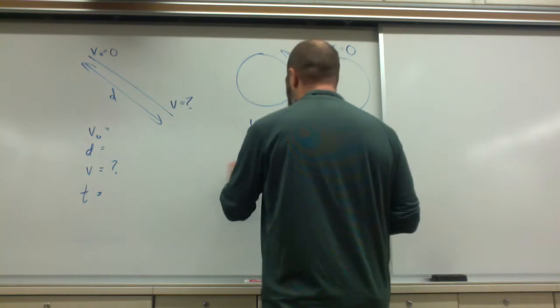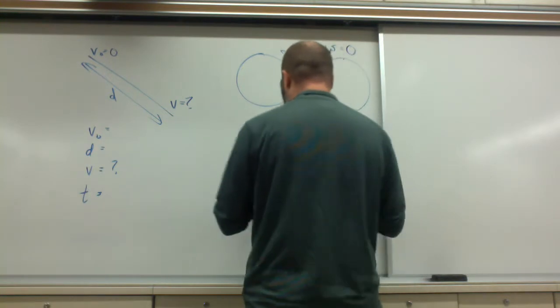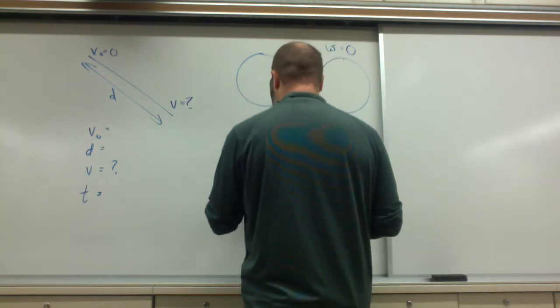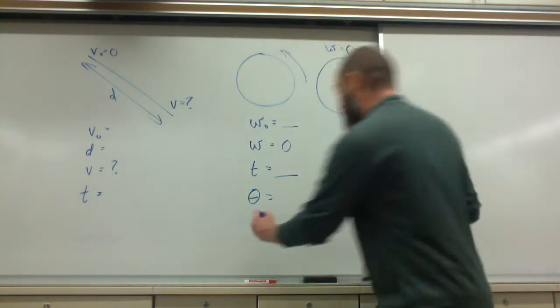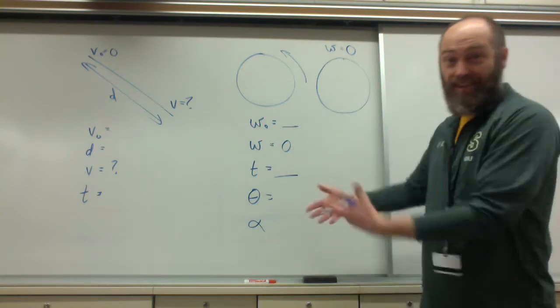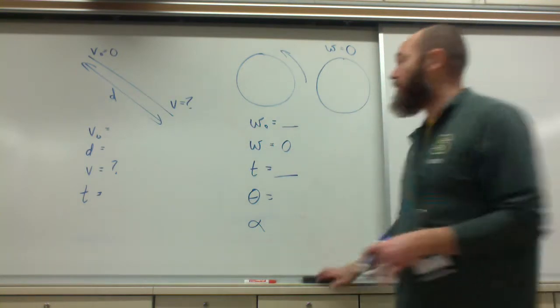If we timed it, we could find what is the angle that we swept out. We could find what is our alpha, whatever. Again, just use the equations, same as first semester, okay?